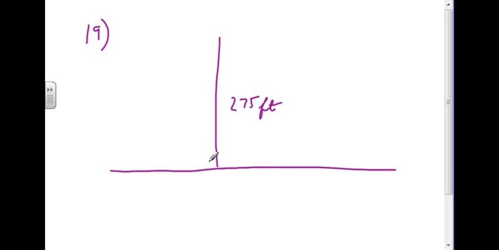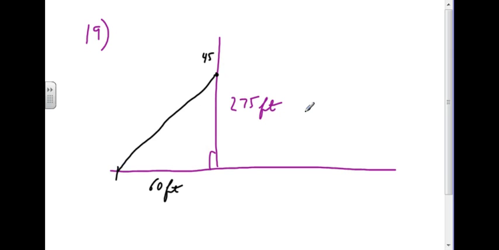A tower 275 feet tall. Yes, I have my tower. 275 feet. There's the ground. I've got a right angle. If a guide wire is attached 45 feet from the top and anchored in the ground 60 feet from the base, so there's my guide wire. How long is the guide wire?